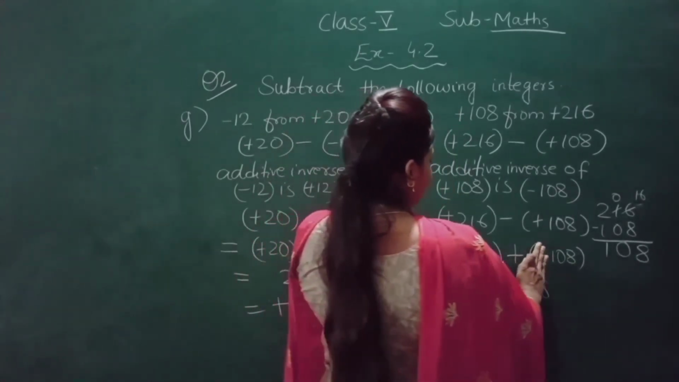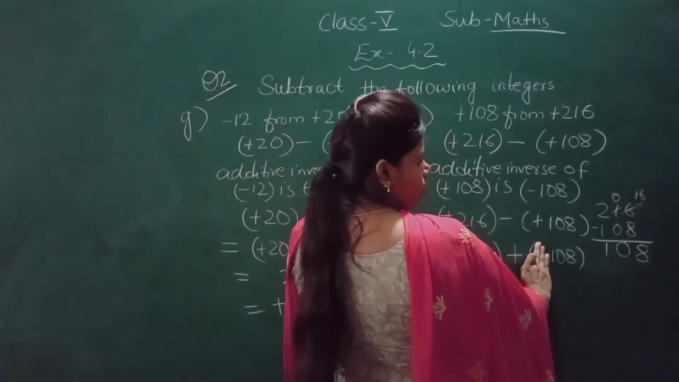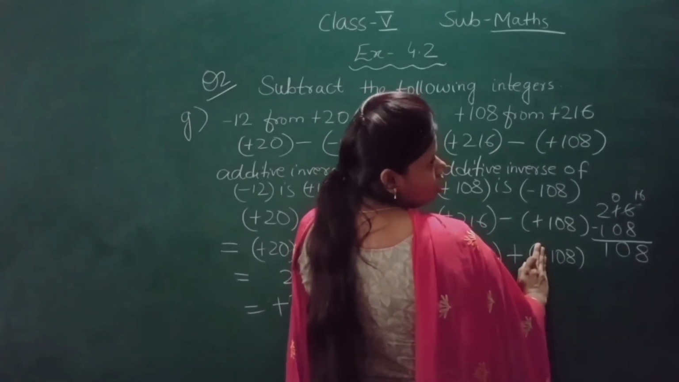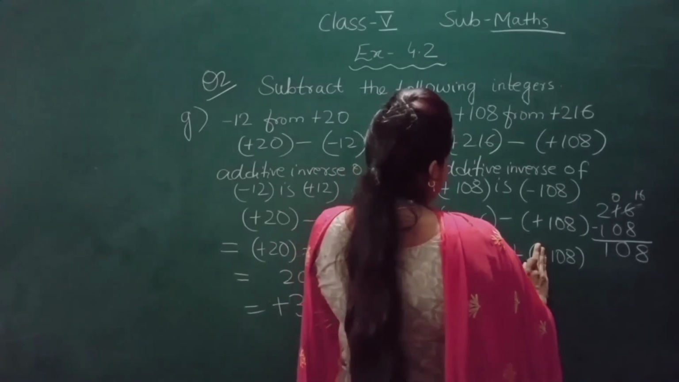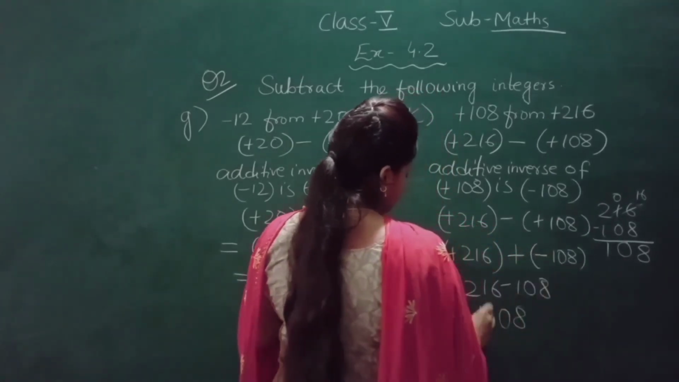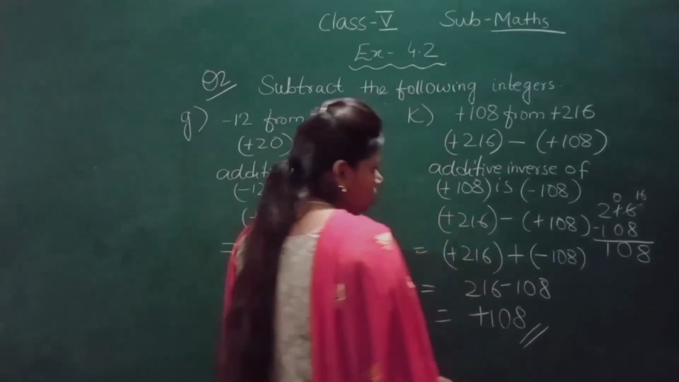And now the sign we will put. Let's cover the signs of both the integers. Now see which is greater, 216 or 108. 216 is greater. Okay. So we'll put the sign of 216. And what is it? It is plus. So we will put the plus sign here. So this is the answer.